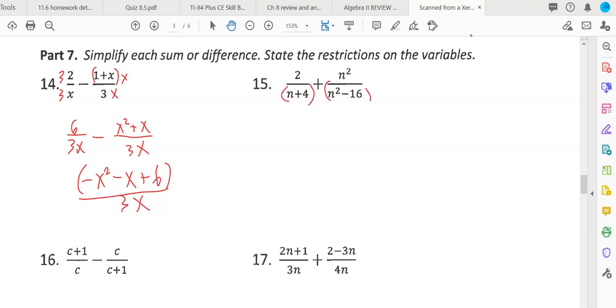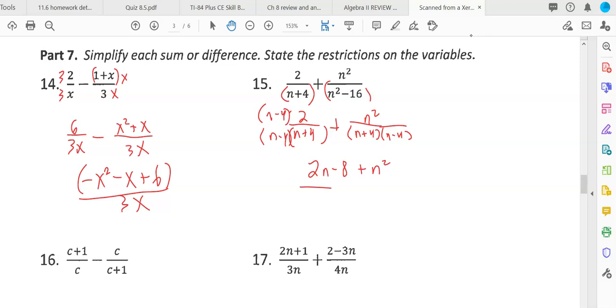Okay, so I need the same denominator. Right now the right-hand side has n plus 4 times n minus 4. The left-hand side only has n plus 4. It needs an n minus 4. So I'm going to multiply by n minus 4. So I get 2n minus 8 plus n squared all over n plus 4 times n minus 4.